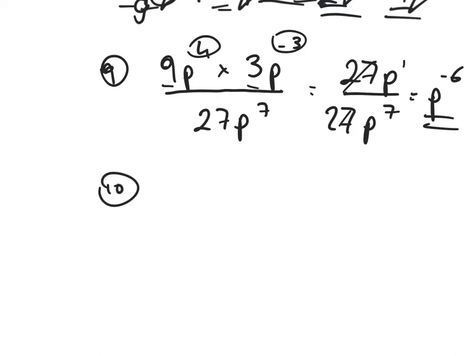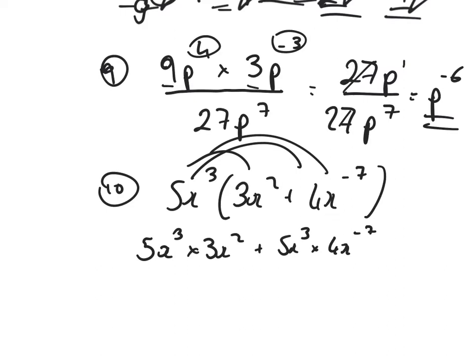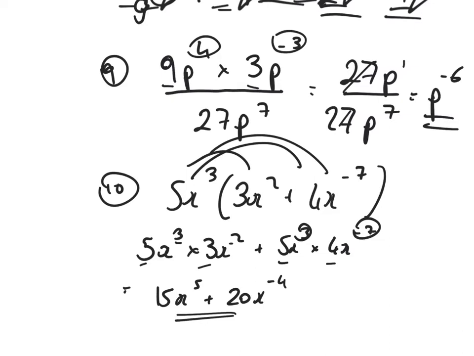Let's try example 10. 5x cubed bracket 3x squared plus 4x to the minus 7. Okay, so the term outside the bracket is multiplying the things inside the bracket, so that'll be 5x cubed multiplied by 3x squared plus 5x cubed multiplied by 4x to the minus 7. Okay, so 5 3s are 15, add the powers, 15x to the 5. 5 4s are 20, and 3 plus minus 7 is minus 4, 20x to the minus 4. Those are not like terms, so that's as simple as that can go, and that's the final answer.